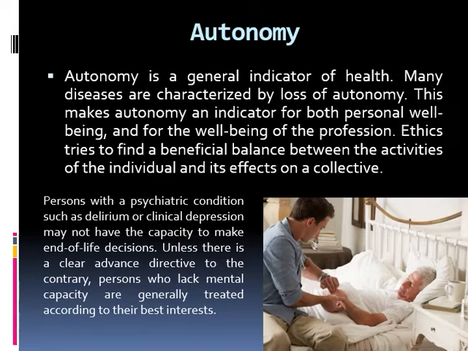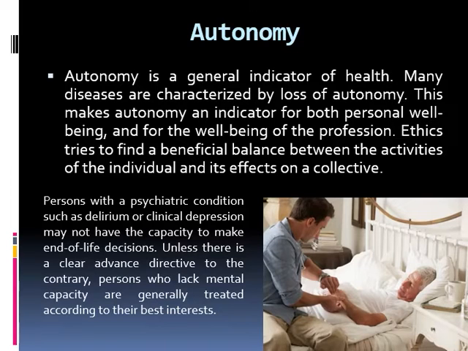Autonomy is a general indicator of health. Many diseases are characterized by loss of autonomy. This makes autonomy an indicator for both personal well-being and for well-being of the profession. This has implications for the consideration of medical ethics. Is the aim of healthcare to do good and benefit from it, or is the aim of healthcare to do good to others and have them and society benefit from this? Ethics tries to find a beneficial balance between the activities of the individual and its effects on a collective.